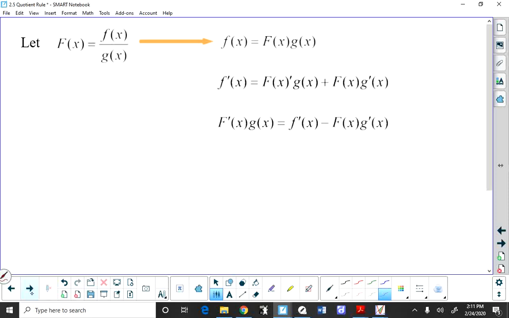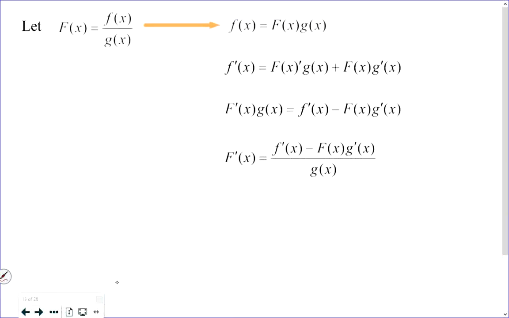So don't forget, what I want to know, if capital F of x is f over g, I want to know capital F prime. I want to know what the derivative of a quotient is. And capital F is a quotient. So I'm going to divide both sides by g of x. And then I'm going to replace this capital F of x with f over g. And it gives me this.